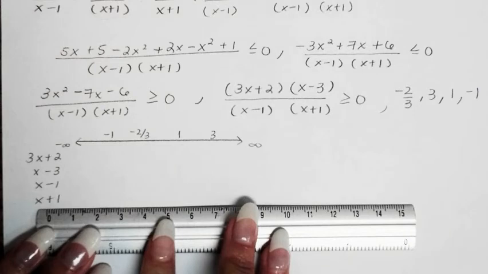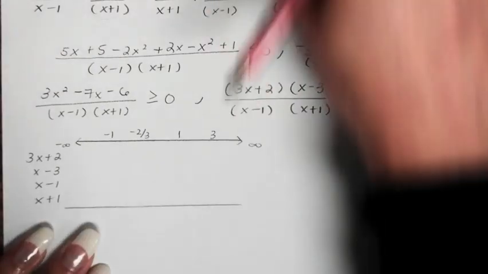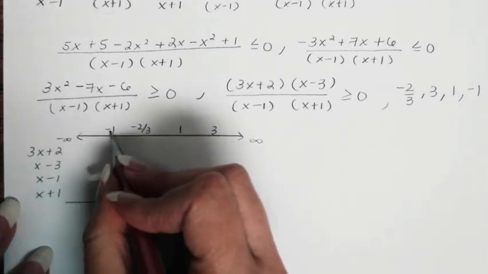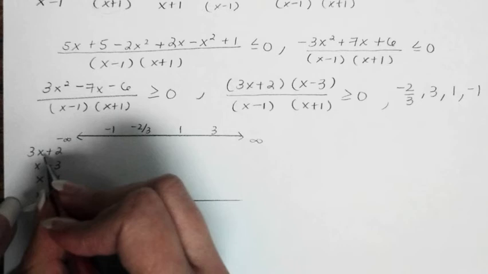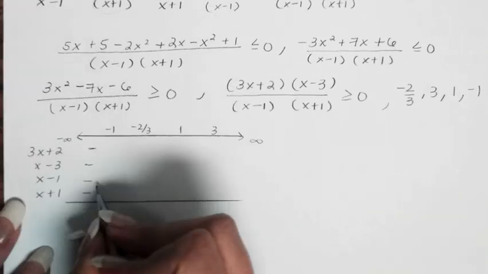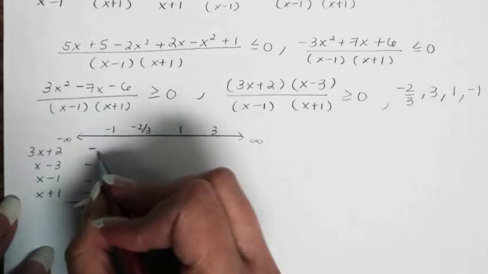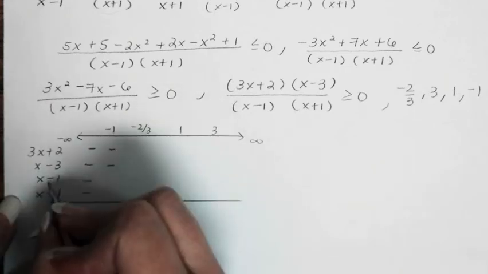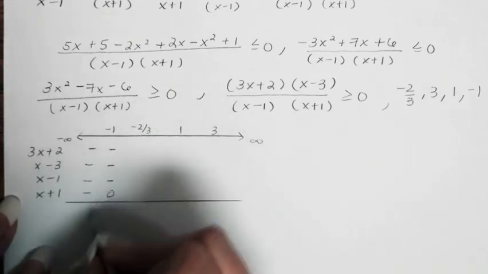Okay, so to have this, you are going to select a number between negative infinity and negative 1. I would do negative 2. If you plug in negative 2, that's going to be negative. This is going to be negative, this is going to be negative, and this is going to be negative. Surprise, surprise, everything negative. If you plug negative 1 here, that's going to be negative. Negative 1 here, negative, and negative 1 here, negative, and here is going to be 0.